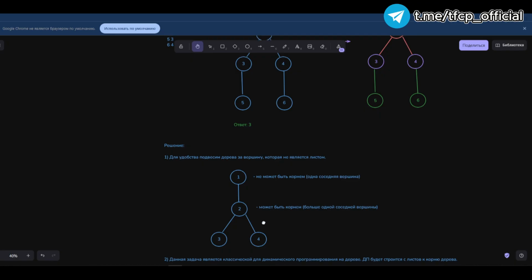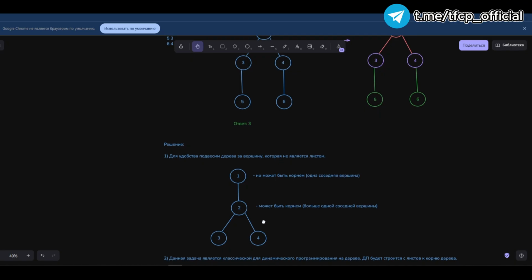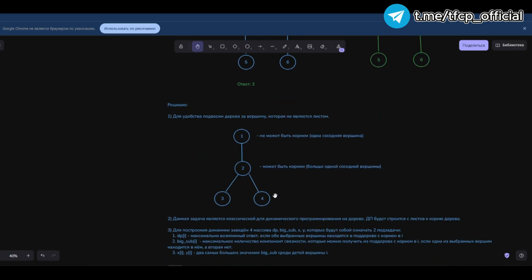So moving on, what can be noted here is that this is dynamic programming on a tree, and in essence, for this dynamic programming we ultimately get 4 arrays that will in total solve 2 subproblems.